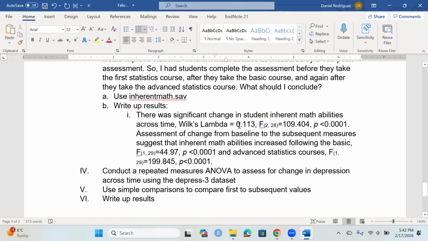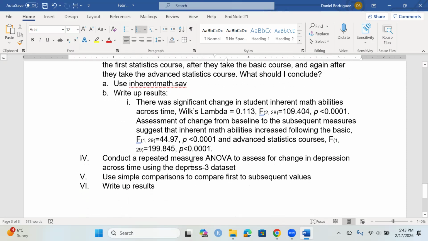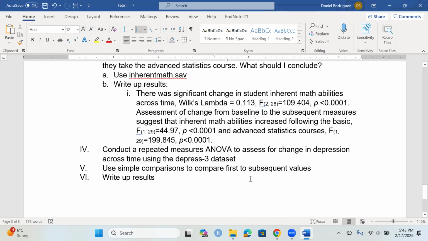And then we can write this up. There was a significant change in student inherent math abilities across time. Put in the Wilks lambda of 0.113 and our F statistic, which we get from that table, 109.404, and our p-value. Assessment of change from baseline to subsequent measures suggests that inherent math abilities increased following the basic and advanced courses. So they show those values that we got from the table of simple contrast.